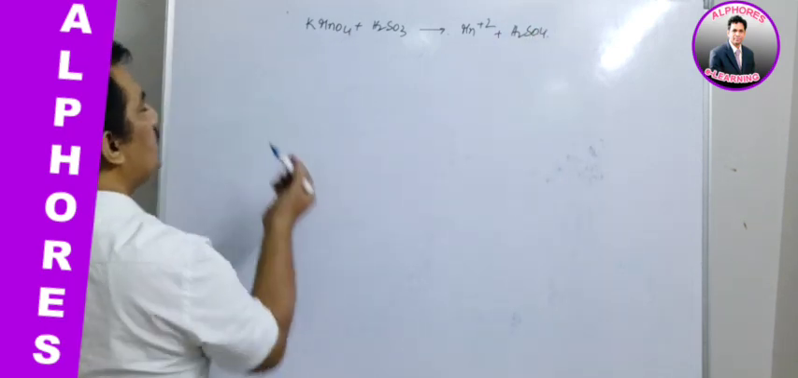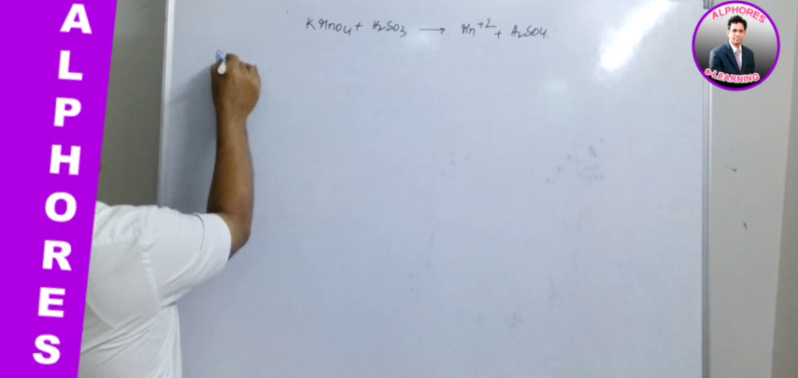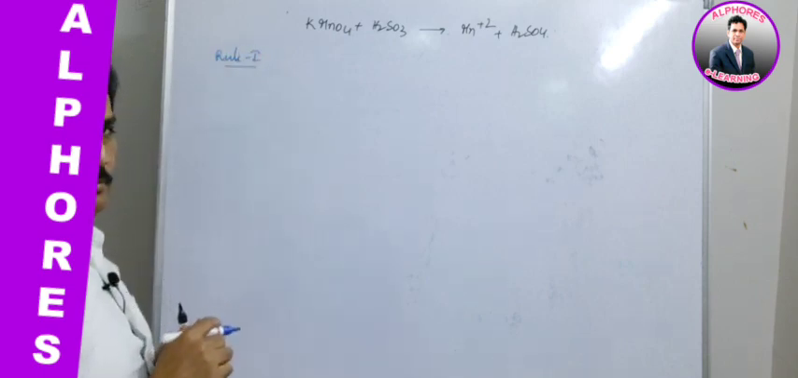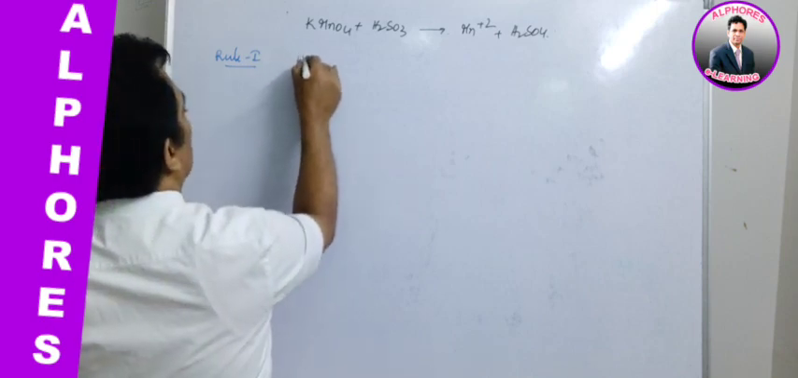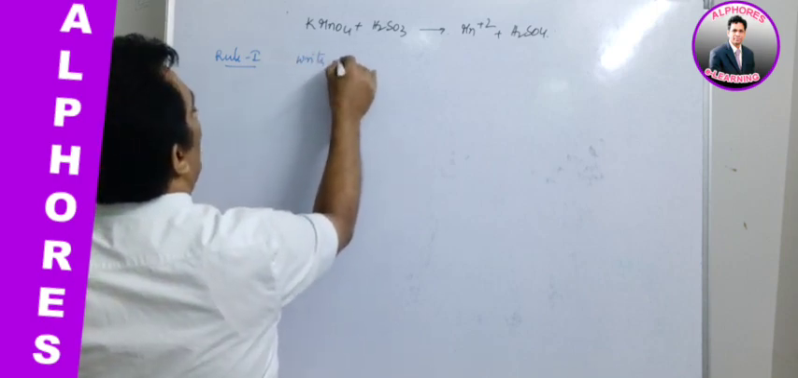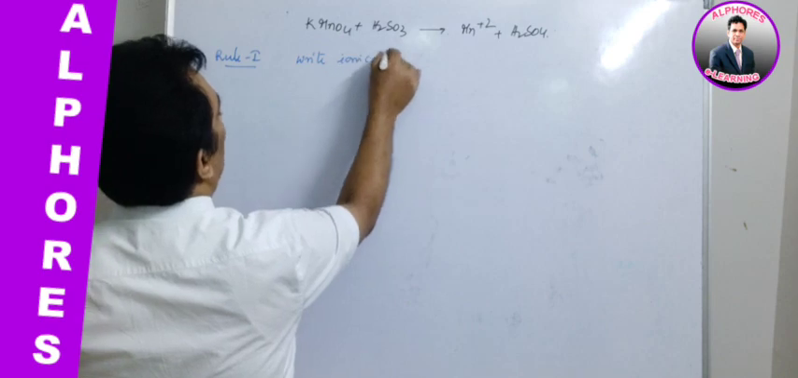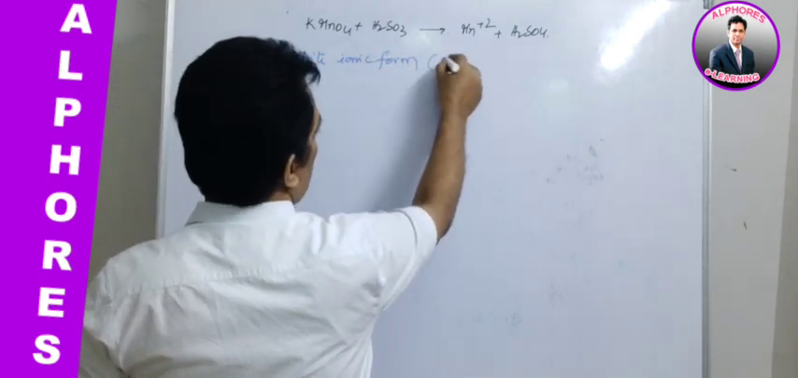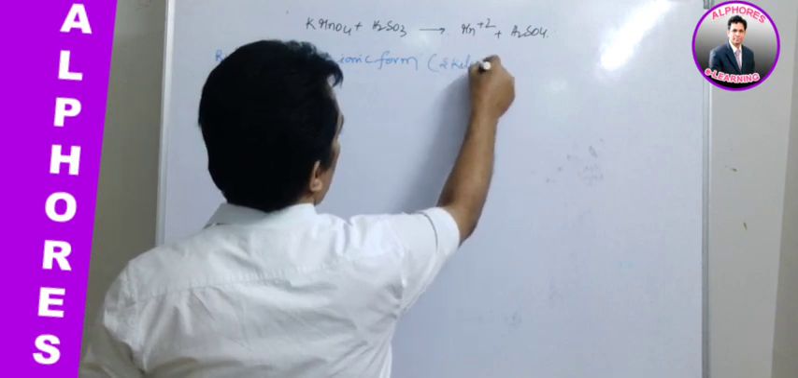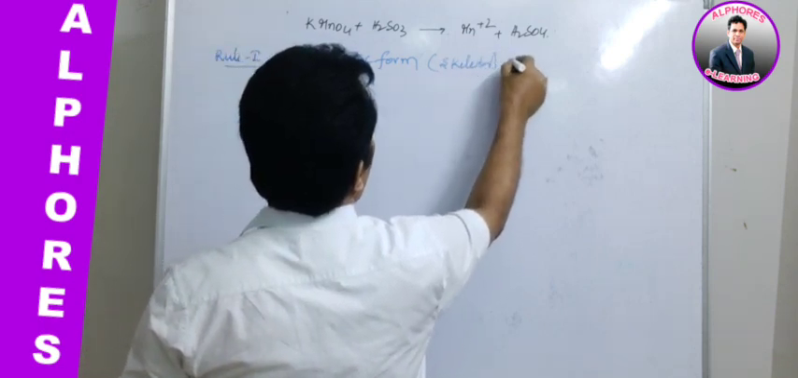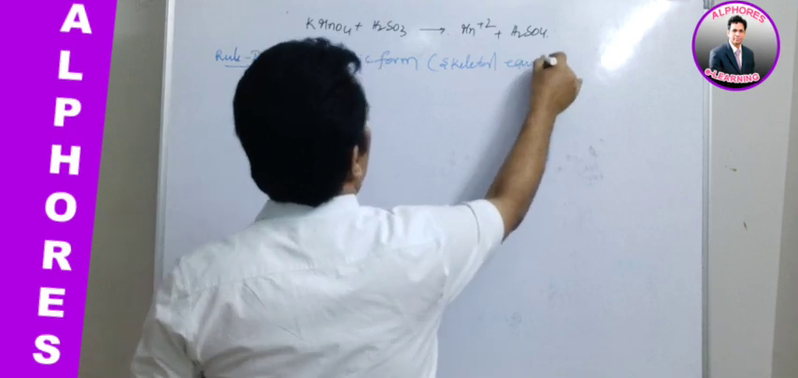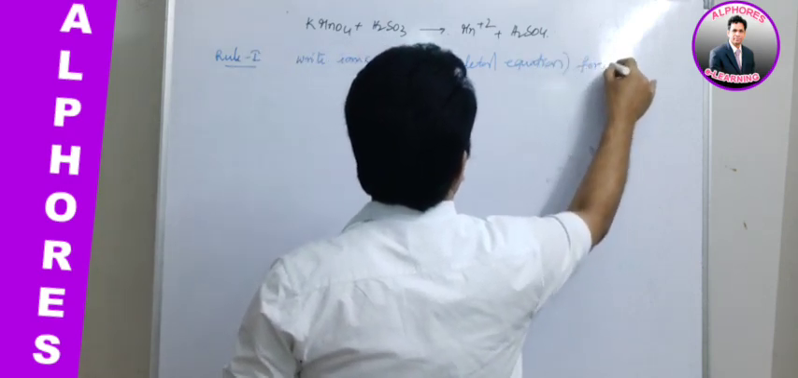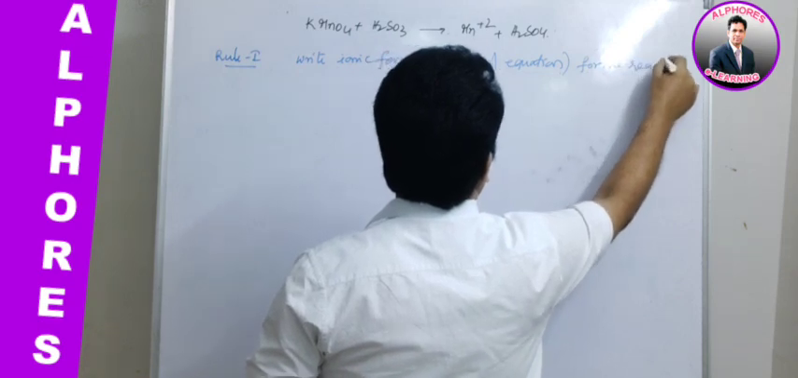Here, let me give the rule. Rule 1: write the ionic form, that is the skeletal equation, for the reaction.